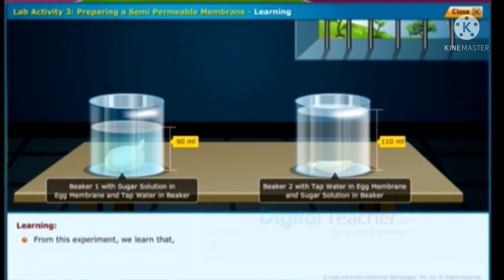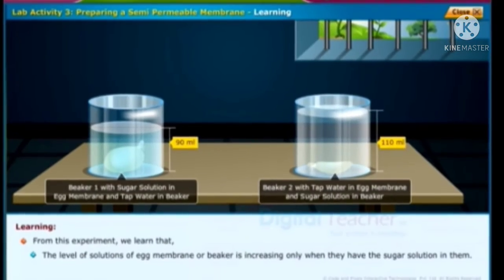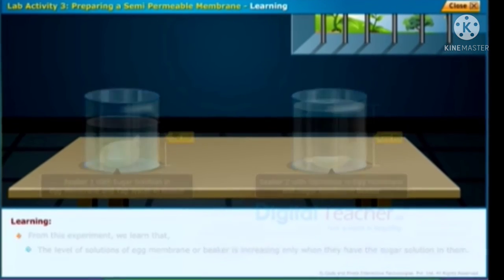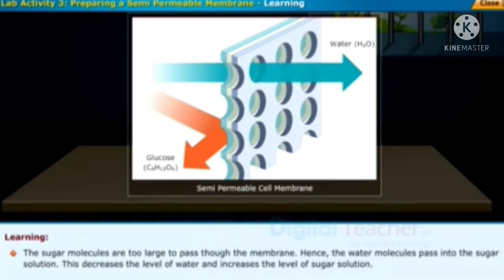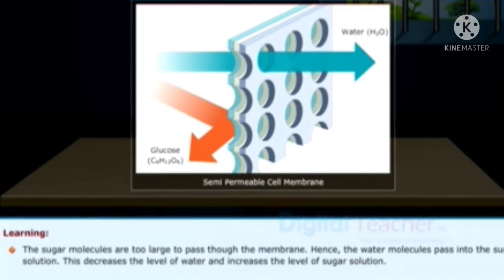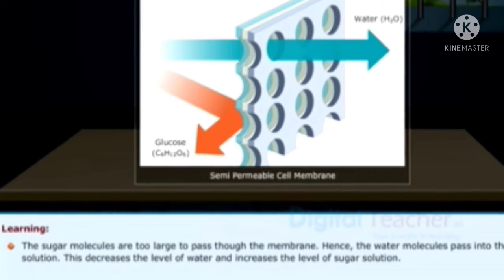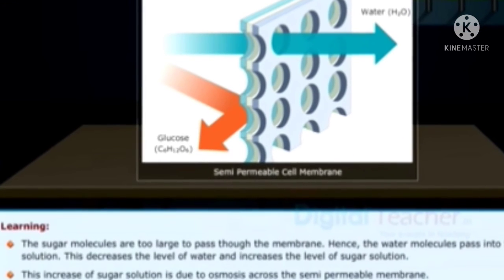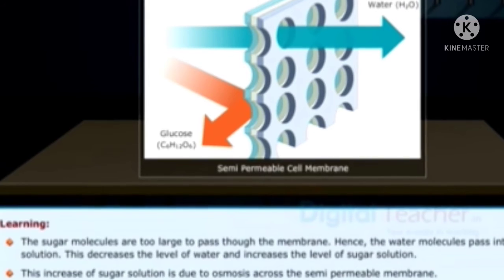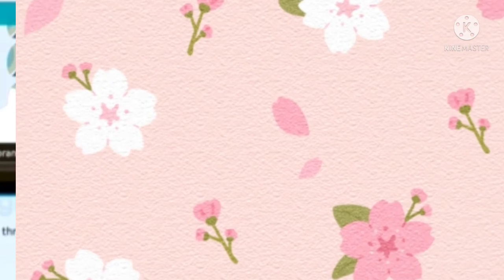From this experiment, we learn that the level of solution of egg membrane or beaker is increasing only when they have the sugar solution in them. The sugar molecules are too large to pass through the membrane, hence the water molecules pass into the sugar solution. This decreases the level of water and increases the level of sugar solution. This increase of sugar solution is due to osmosis across the semi-permeable membrane. Semi-permeable membrane allows only certain materials to pass through the cells.